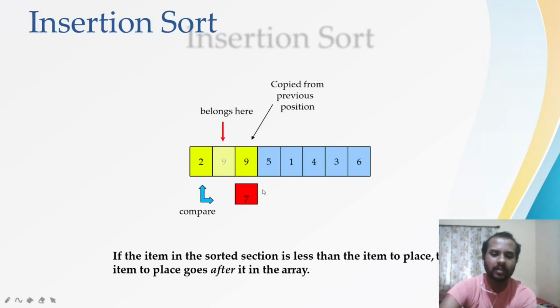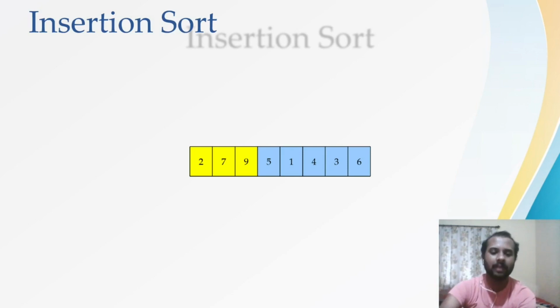Now I am going to check 7 with the 2 also. I have to check with all the elements in the sorted array, right? So I am going to check 7 with the 2. But when you compare 7 with the 2, 7 is greater, right? So I am going to place it in this place, in between them. In the same manner, I am going to sort out 5.